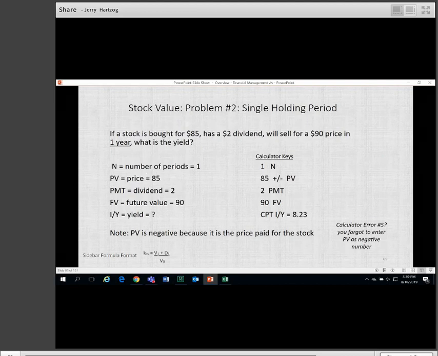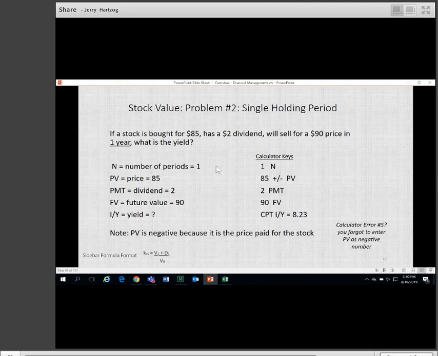Let's look at one more example. A stock is bought for $85, has a dividend of $2, and will sell for a $90 price in 1 year. What is the yield? So again, like bonds, you'll be given 4 items and you solve for the 5th. And again, it doesn't make any difference what order you enter these in your calculator.